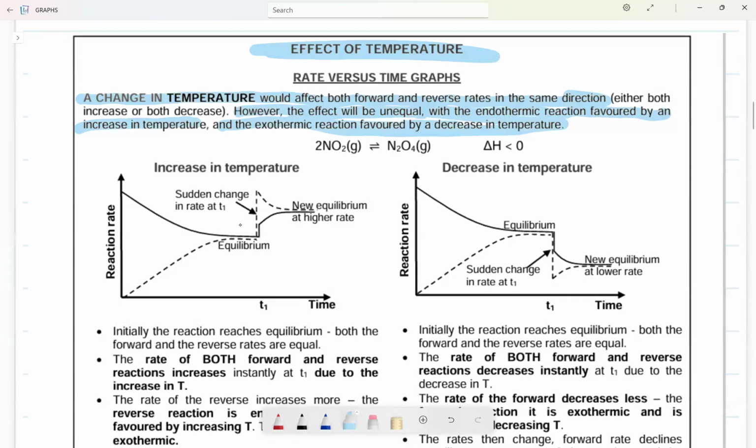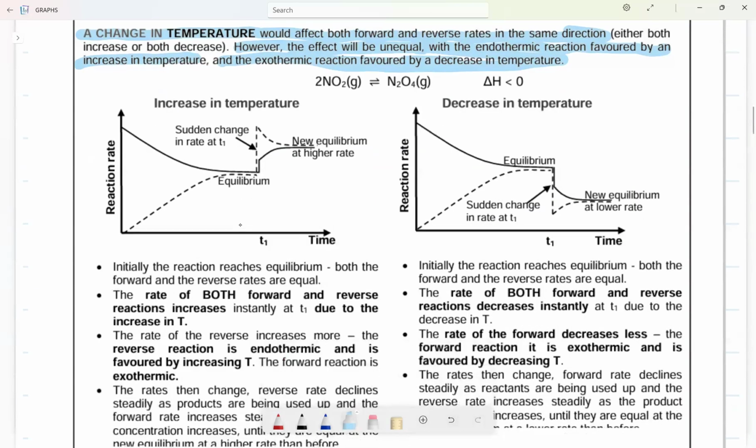Now let's consider a reaction here. Now we have 2 moles of NO2 forming this one, right? Can you see that our change in H is less than 0? So remember, change in H less than 0 means it is an exothermic reaction. So it releases heat. Remember I said when it releases heat, I put heat on this side, right?